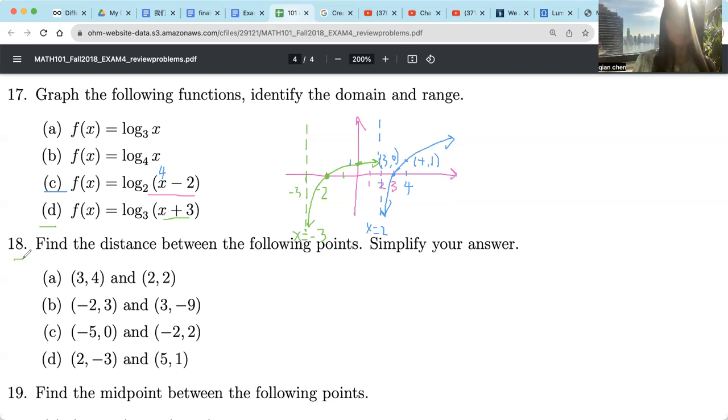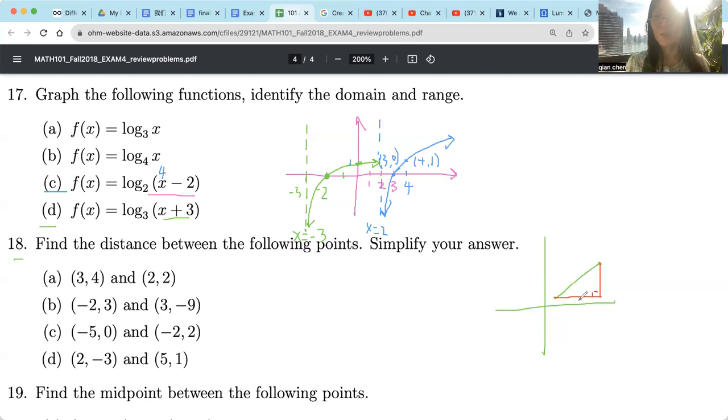Now let's say 18, we want to find the distance between 2 points. Let's draw a picture first, then we calculate. I have a point here, and I have another point here. So I want to find the distance from this point to this point. What can I do? I can form a right triangle. Then the distance of those 2 points is just the hypotenuse of this triangle.